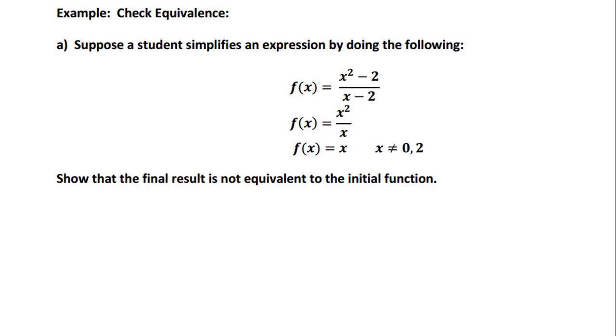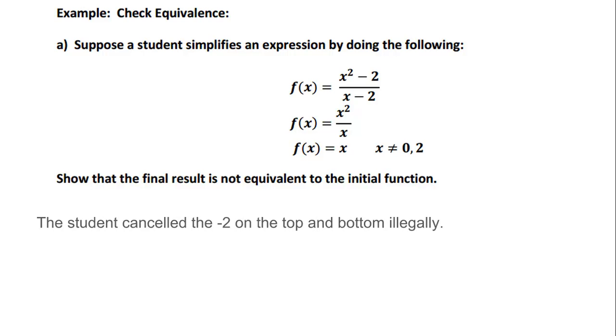In this last example, I really just want to look at a common mistake. So a student simplifies an expression by doing the following. I just made up this question, but certainly I've seen this. What they actually did was they took out the negative 2's right away. And so we just want to show that the function is not equivalent. We look at this and we see the student canceled the negative 2 on the top and the bottom illegally.